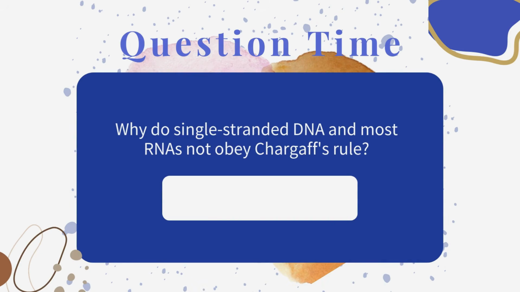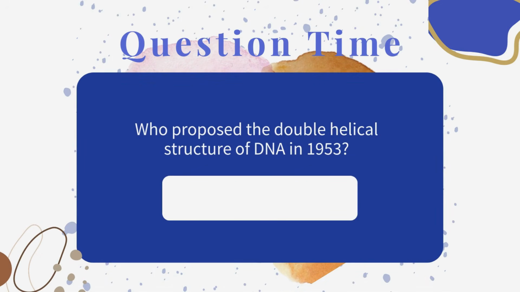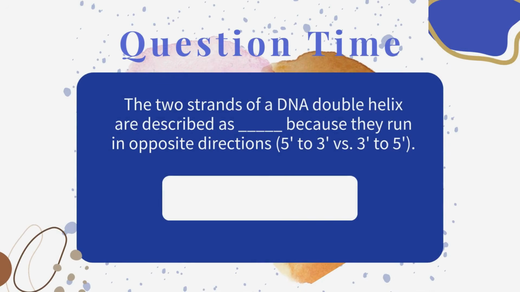Why do single-stranded DNA and most RNA not obey Chargaff's rule? They lack the complementary base pairing of a double-stranded DNA. Who proposed the double helical structure of DNA in 1953? James Watson and Francis Crick. The two strands of a DNA double helix are described as dash because they run in opposite directions. Antiparallel, complementary.